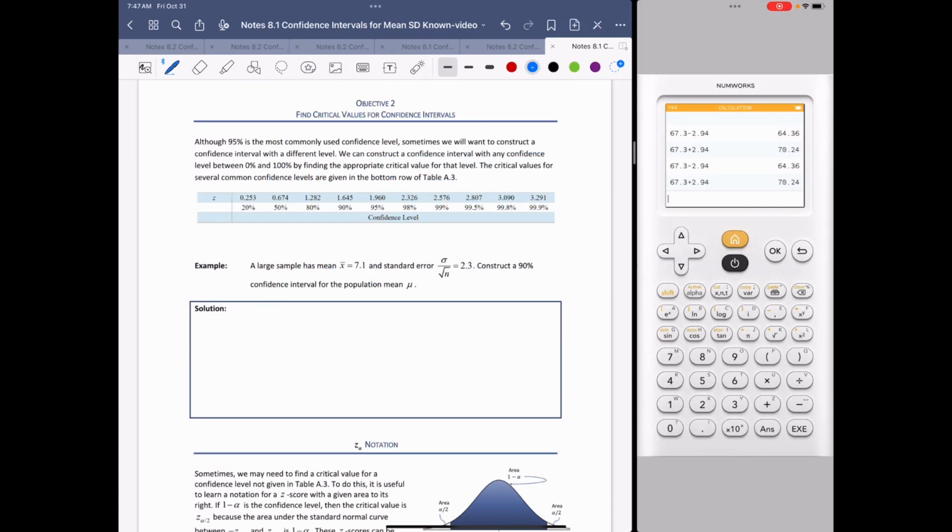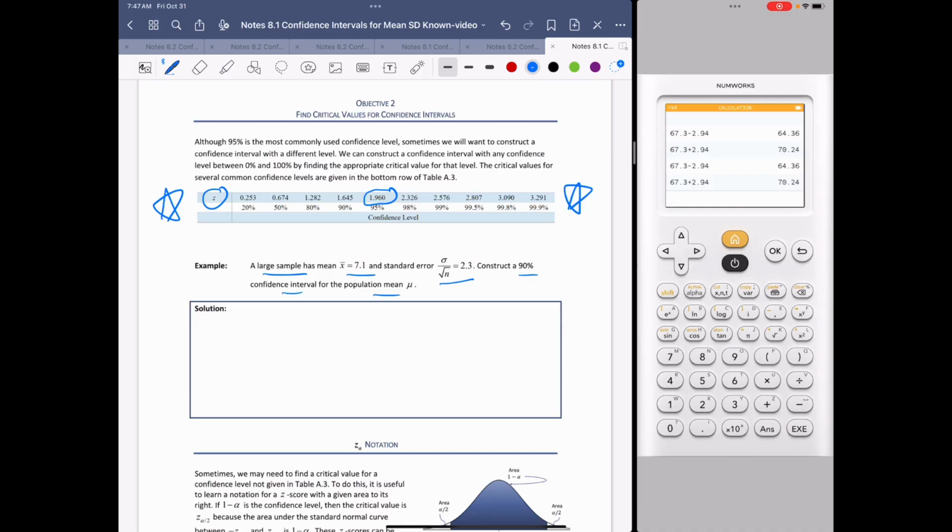What I want to talk about here are the critical values that go along with the confidence intervals. And they get the critical values from the table. You all know we're not going to use the table, but what I want you to note is it's still a Z score, but the only difference is now they give 3 decimal places. Now, I want you to look at this problem. It says a large sample. They're saying that so they know you can use the normal curve, CLT. Has mean of 7.1 and standard error of 2.3. They're giving you the standard error. Construct a 90% confidence interval for mu.